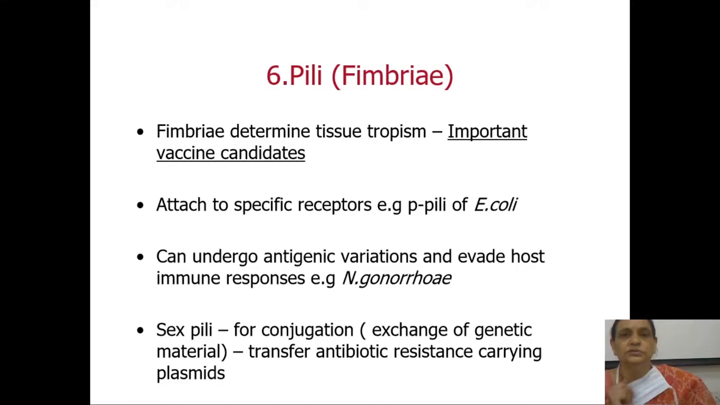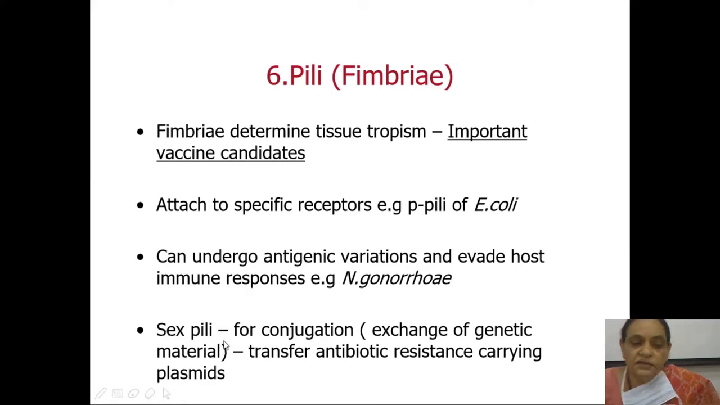They give them an advantage to go and attach to specific receptors, and we can use this for vaccine candidates, because if we can prevent the attachment on the first step itself, we can prevent the disease. So they attach to the specific receptor. Example is a P pili of E. coli, which causes UTI. The other thing is, these can undergo antigenic variations and evade host immune response. This is seen in Neisseria gonorrhoeae. You'll read all these when you read the systemic infections.